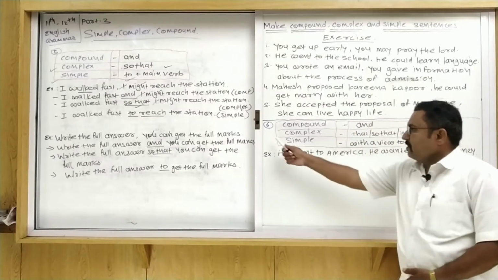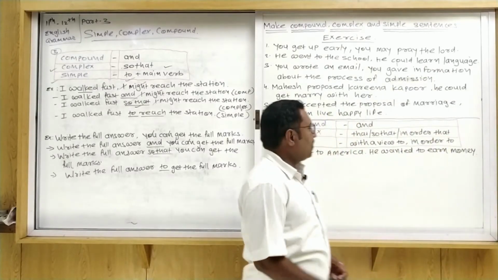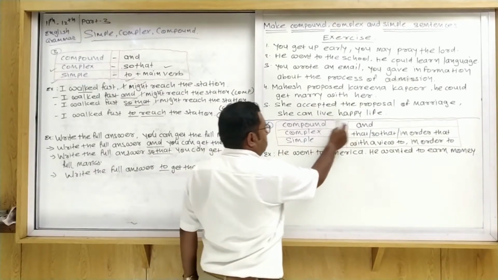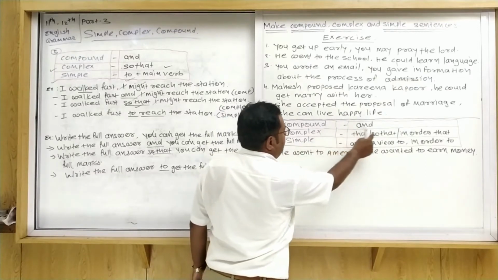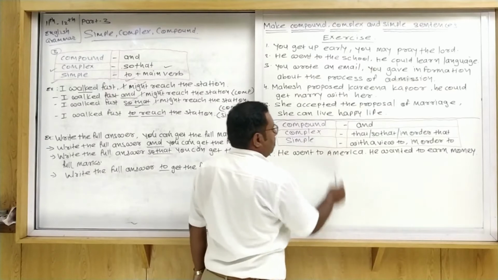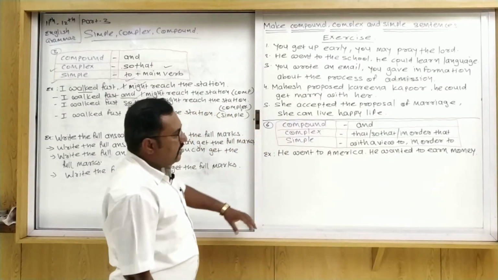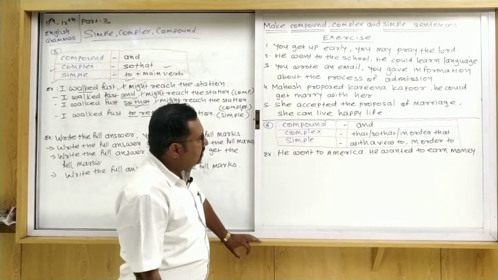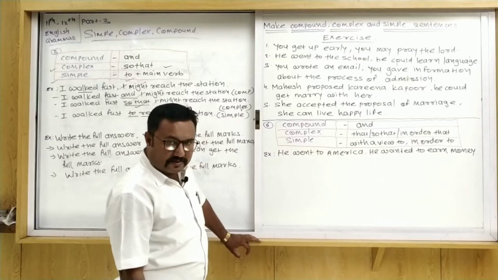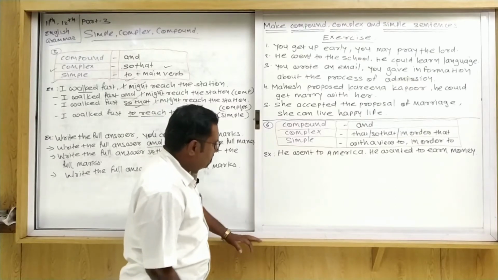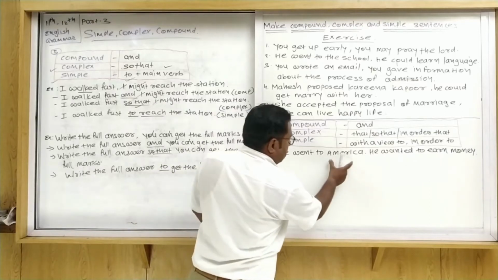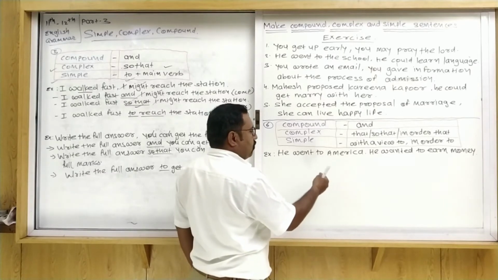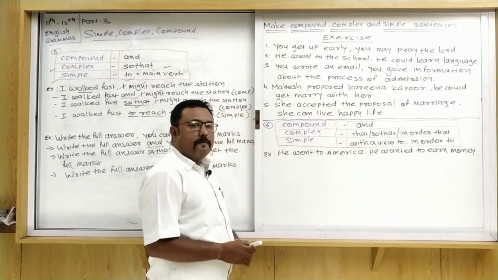Okay, now next, sixth one. In sixth one, we use again compound, complex and simple. In compound we use and, in complex that, so that, in order that, in simple with a view to and in order to. That topic we have already discussed, and this is the adverb clause of purpose. What is adverb clause of purpose? So there are two sentences given. He went to America. So what is the purpose to go to America? He wanted to earn money.